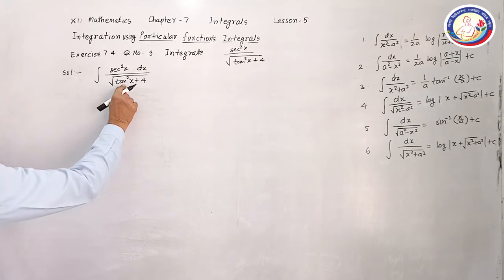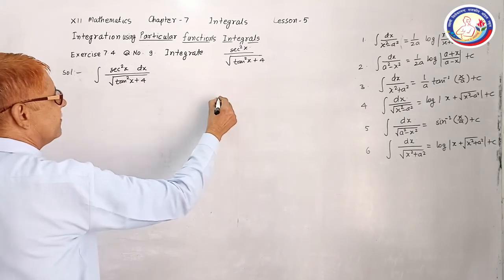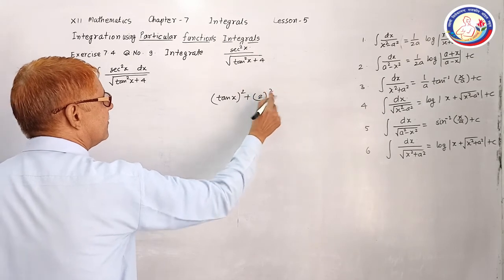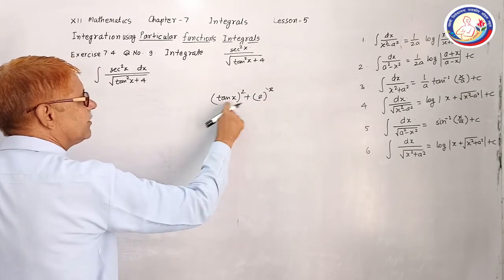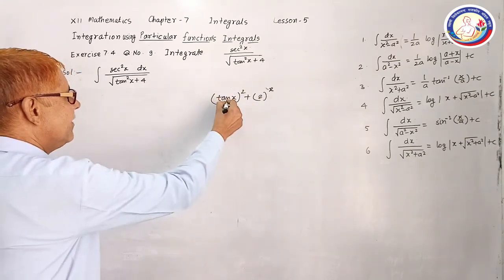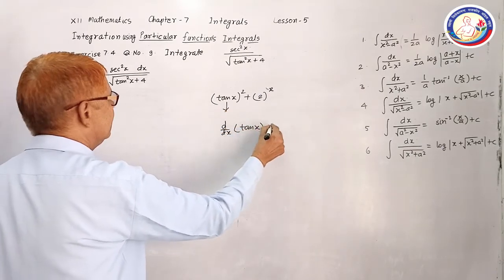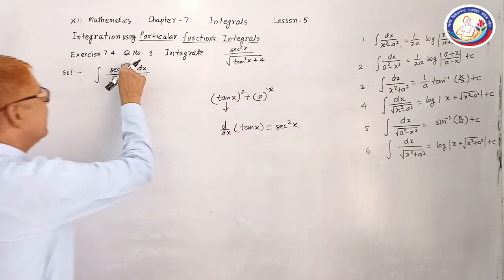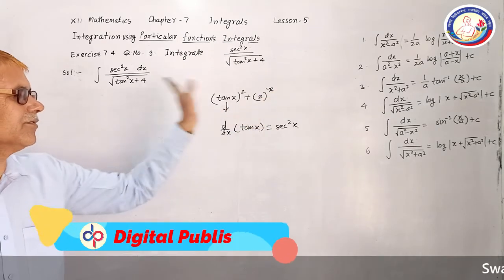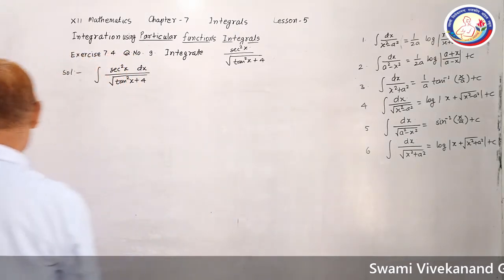So here it is tangent x whole square, and the derivative of tangent x is what? Plus 2 square, that is x square, t square plus a square format. We can write it in this form. And what is derivative of tangent x? This is sec square x, and it is here in numerator. So this is the way we will opt for solution. We will choose for solution. So let us start.